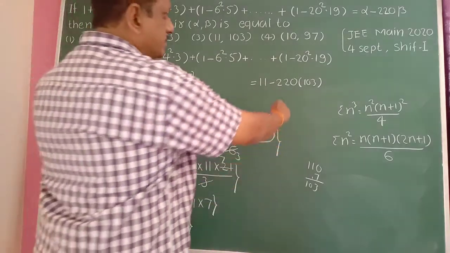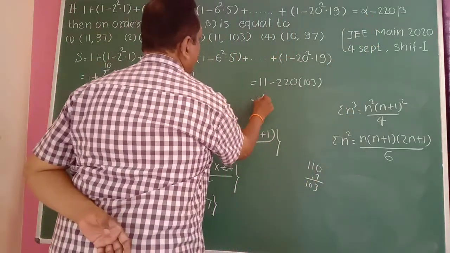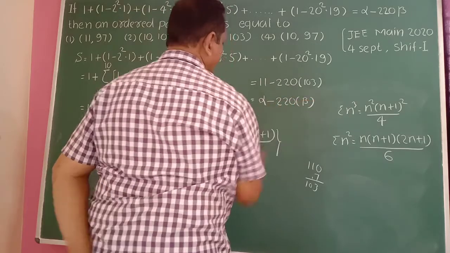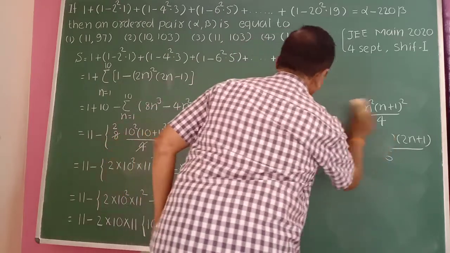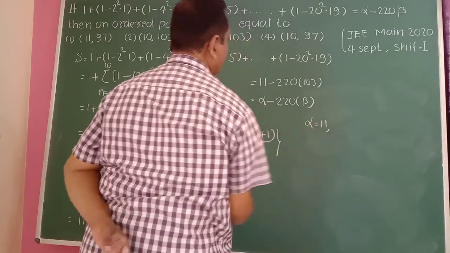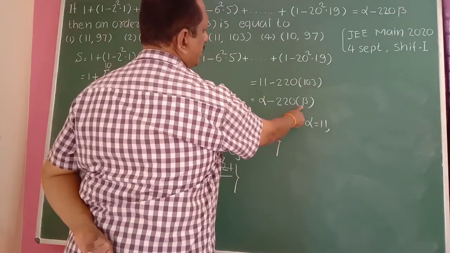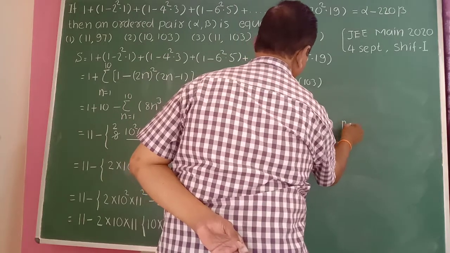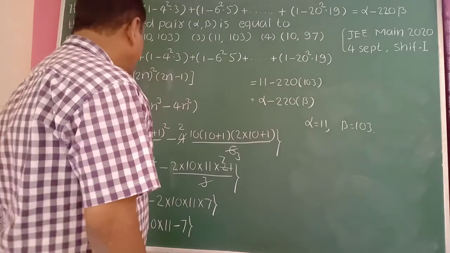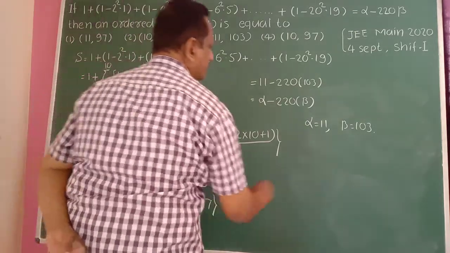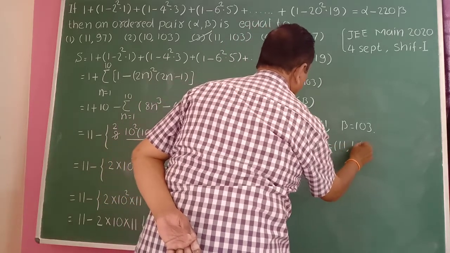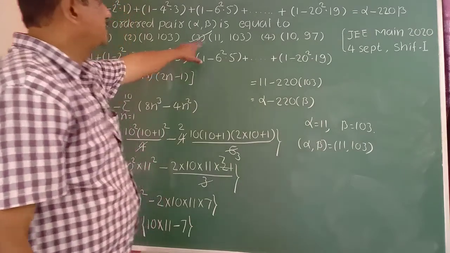Therefore, equate this with this result: alpha minus of 220 into beta. Obviously, in this case, alpha is equal to 11 and beta is equal to 103. Therefore, the third option is correct. So alpha comma beta is equal to 11 comma 103. Third option is correct.